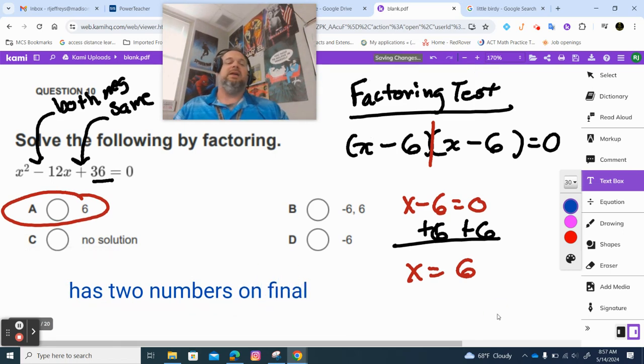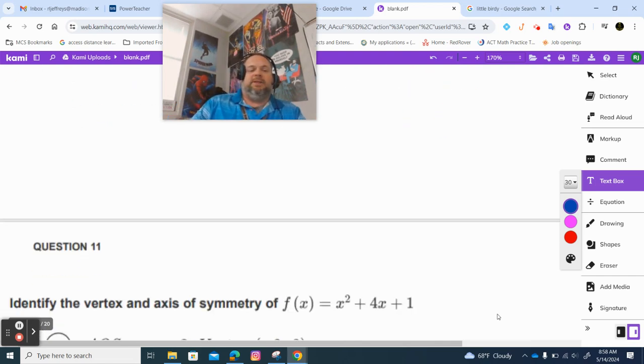Now, on the final, this one's been changed so that there are two numbers. So it's not the same number. Okay. All right. We go with number 10. Yes. Moving on to number 11.